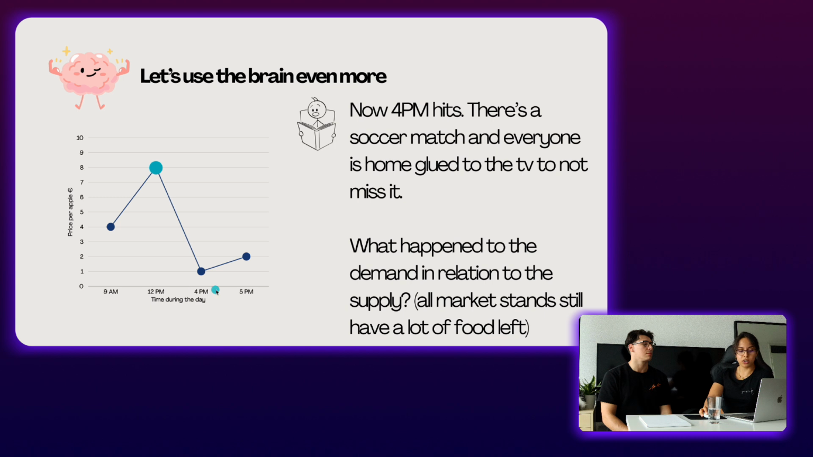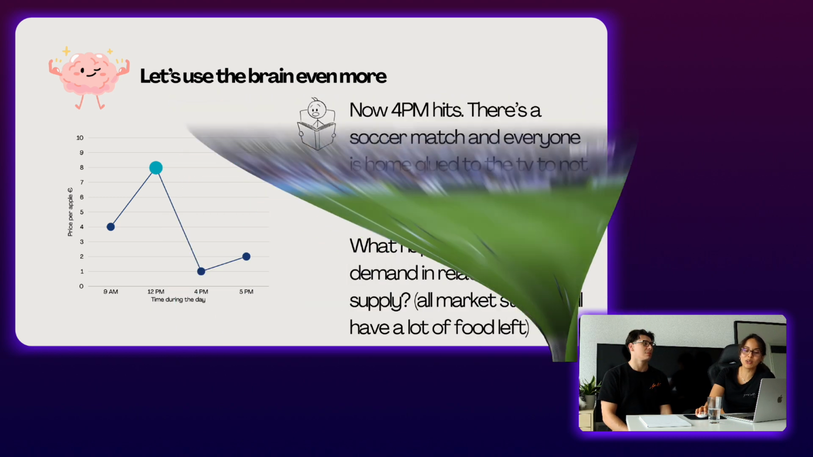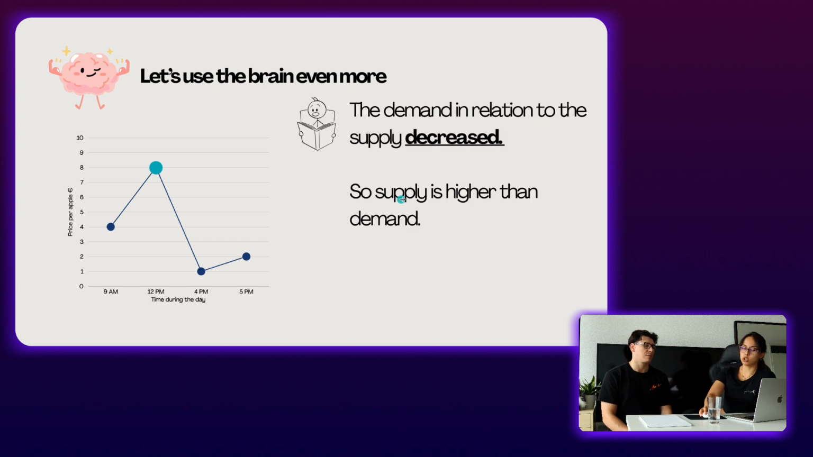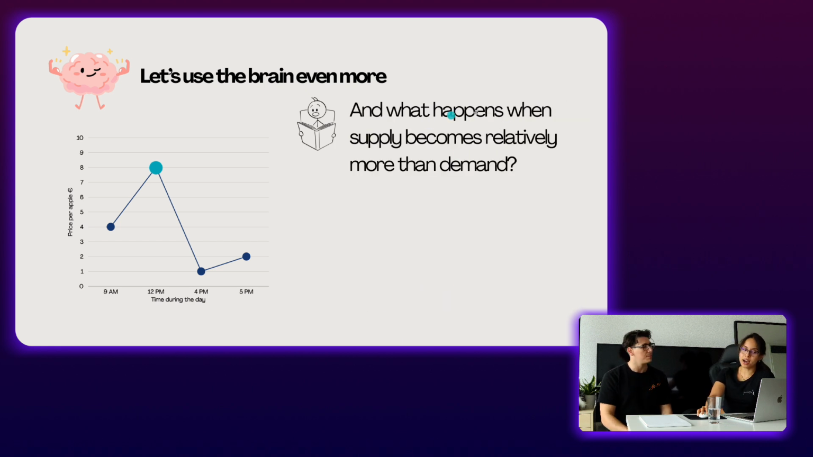Now, from 12 p.m., we're going to go to 4 p.m. There's a soccer match, a Clasico, and everyone is home glued to the TV and they don't want to miss it. What happened to the demand in relation to supply? It decreased. So supply is higher than demand. And what happens when supply becomes relatively higher than demand? The price is going to decrease.